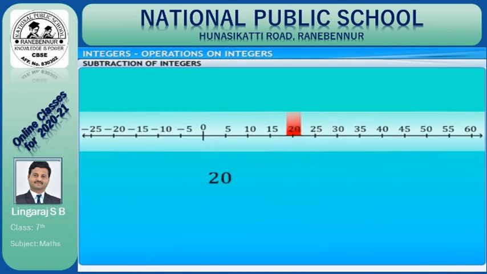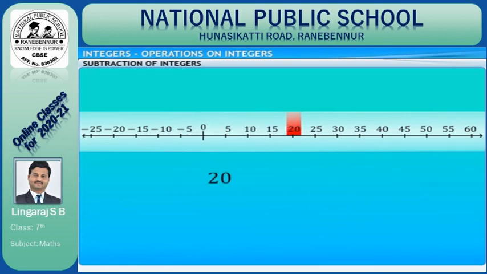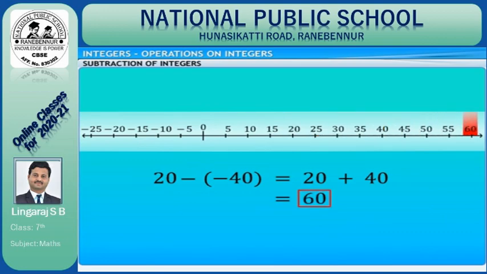In the same way, adding a negative integer, say minus 25, to 20 moves the point to the left, or the negative side of the number line. Now, subtracting a positive integer, say 40, from 20 also moves the point to the negative side of the number line. And finally, subtracting a negative integer, say minus 40, from 20 moves the point to the positive side of the number line. Let's move on.